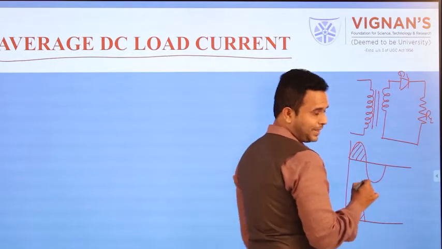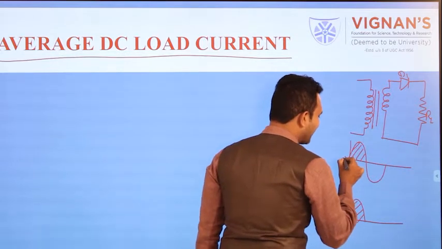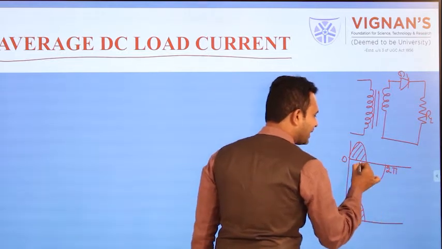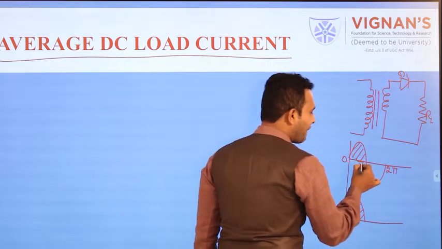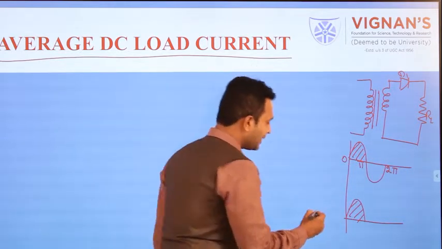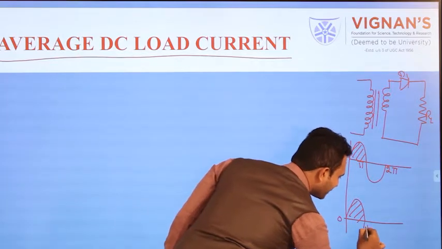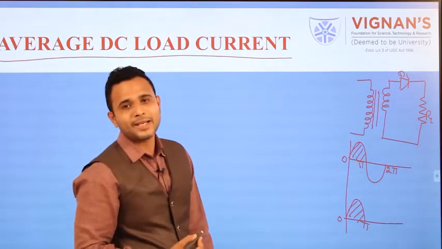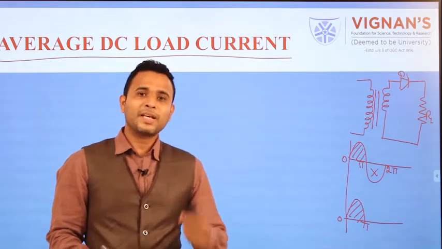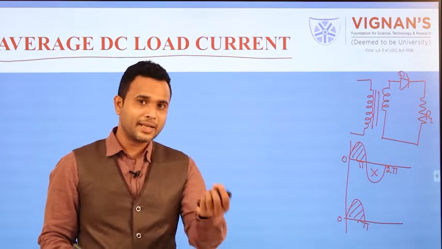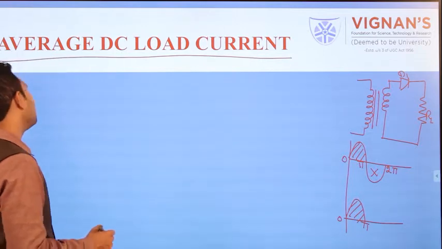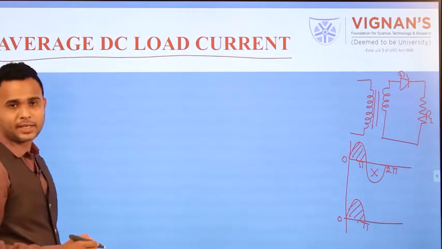Mathematically, the whole sine wave is taken as 0 to 2 pi, and half of it is pi, so 0 to pi and pi to 2 pi. Only the 0 to pi positive peak we get at the output, and the negative peak is suppressed. With this, we can move to the mathematical analysis of the half wave rectifier. The first analysis is the average DC load current, IDC.